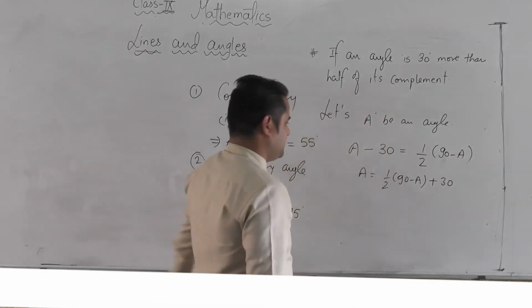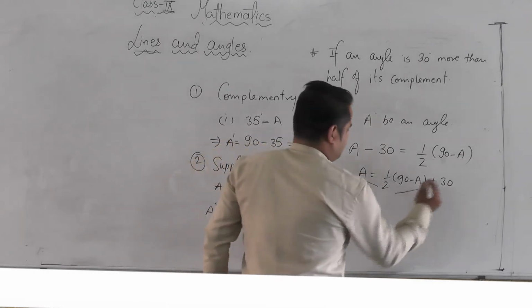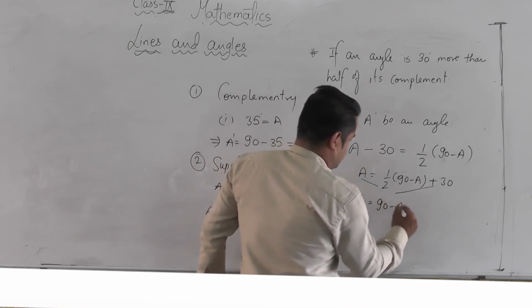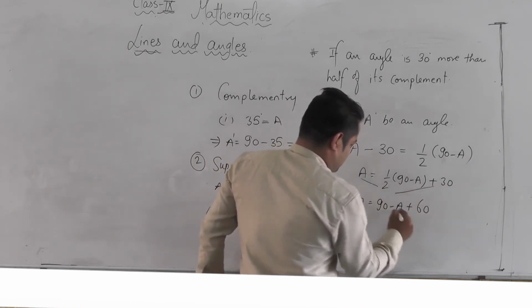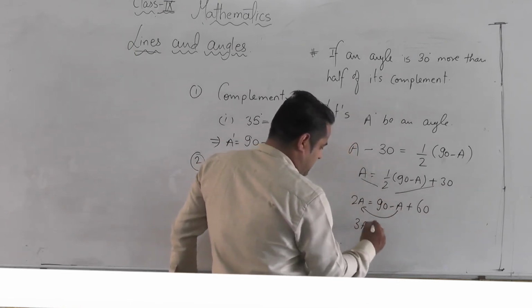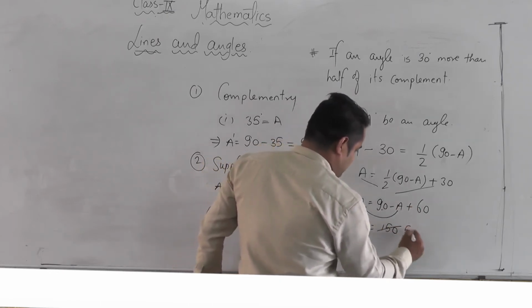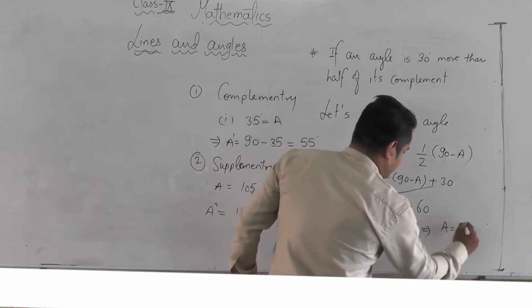Now just do one thing. Take 2 as LCM, so that this will become 2A, this will become 90 minus A, and this will become 60. This A will come to this side, becomes 3A, and 90 plus 60 becomes 150, which can be cancelled by this 3, so that our angle comes to 50.